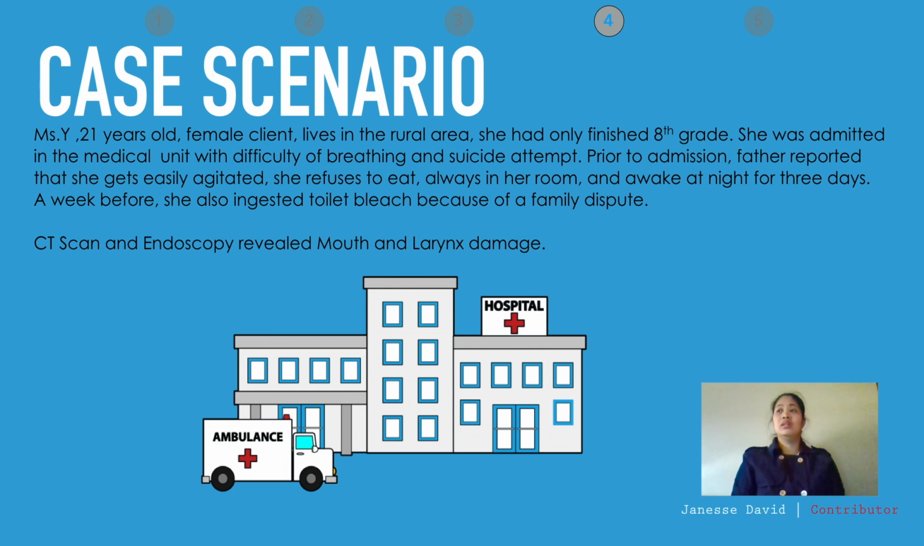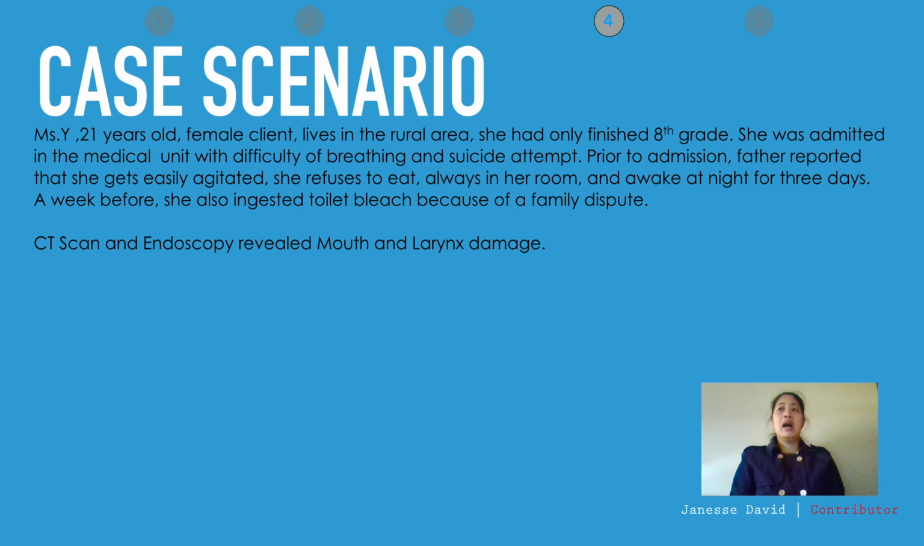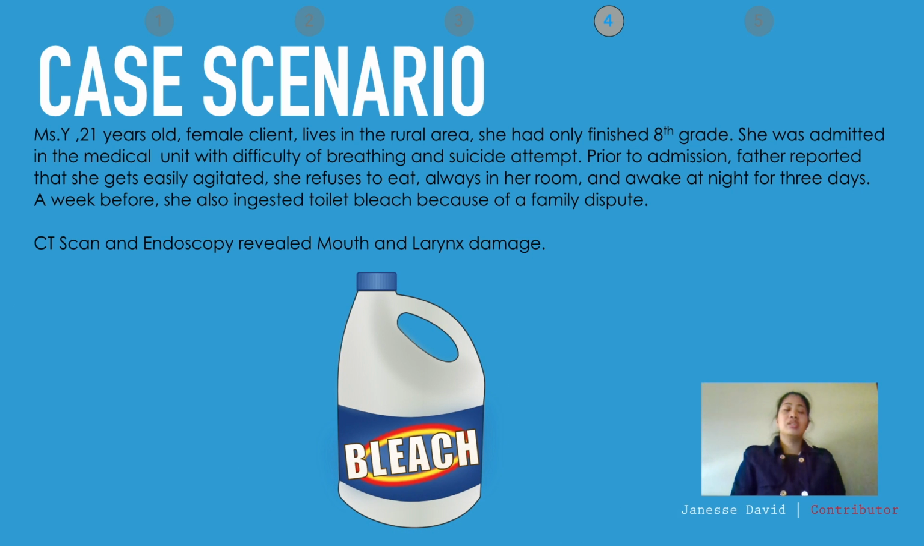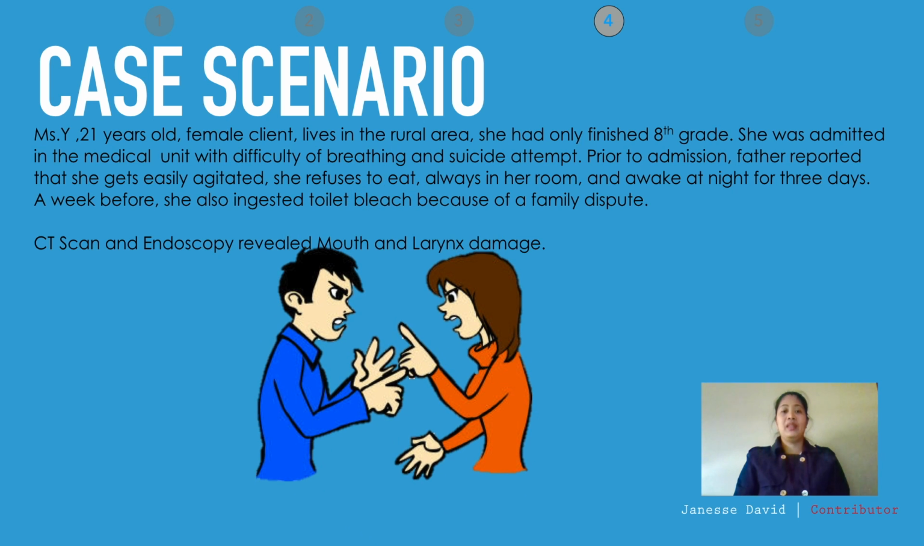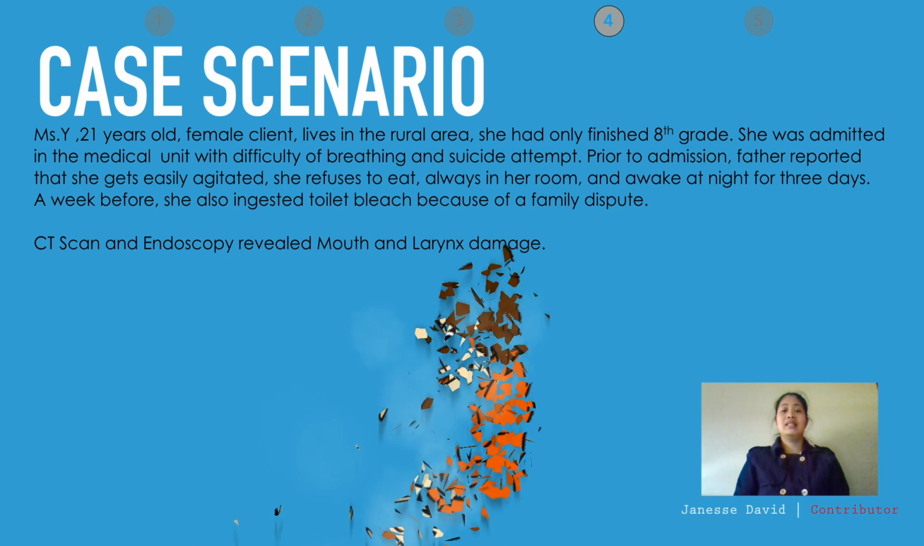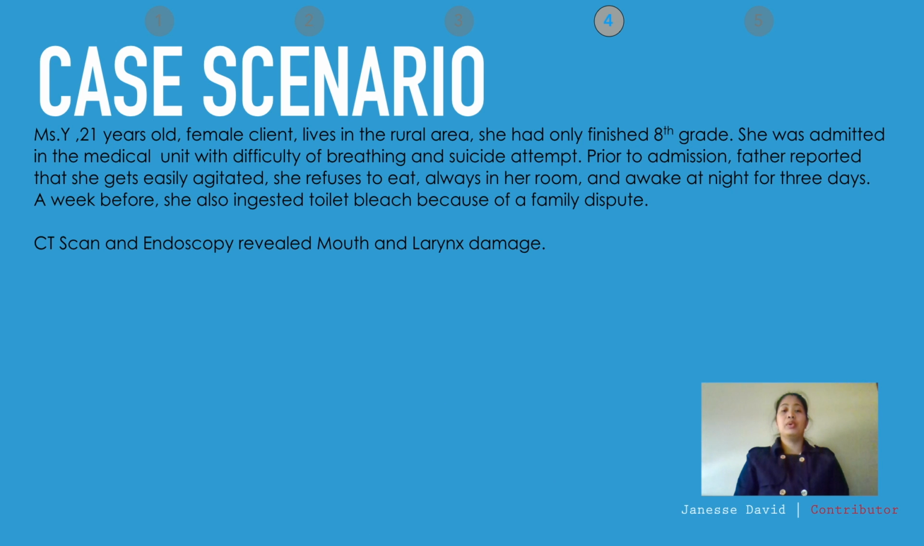Prior to admission, father reported that she gets easily agitated, stays always in her room, resists eating or taking foods, and has been awake at night for 3 days. A week before, she also ingested toilet bleach because of a family dispute. Laboratory findings, CT scan, and endoscopy report revealed larynx and mouth damage.